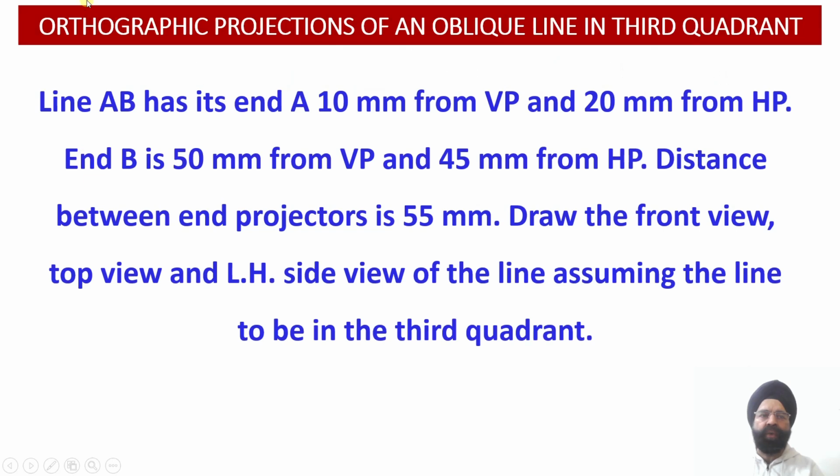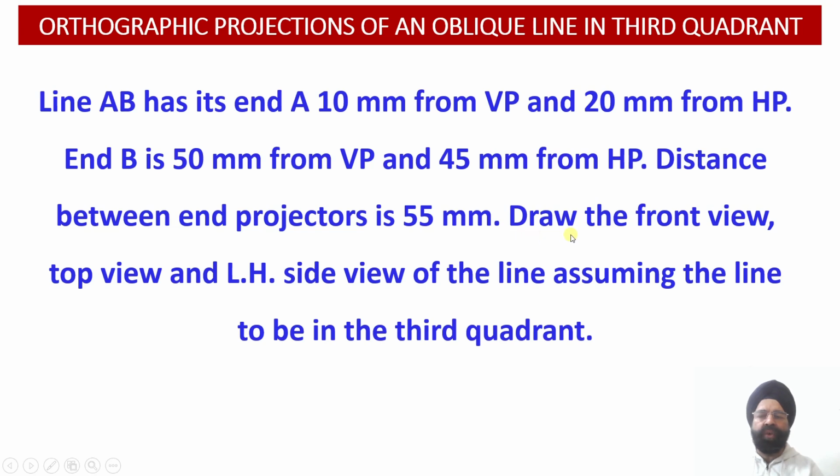So here we are required to evaluate orthographic projections of an oblique line which happens to lie in the third quadrant. So here we have a line AB which is having its end A 10 millimeter from the vertical plane and 20 millimeter from the horizontal plane, whereas the end B of the line AB lies 50 millimeter from the vertical plane and 45 millimeter from the horizontal plane, and the distance between the end projectors of the two ends A and B is equal to 55 millimeter.